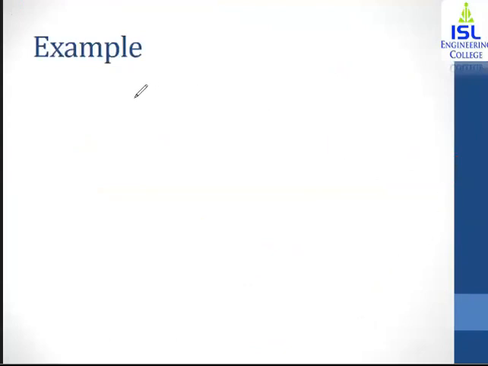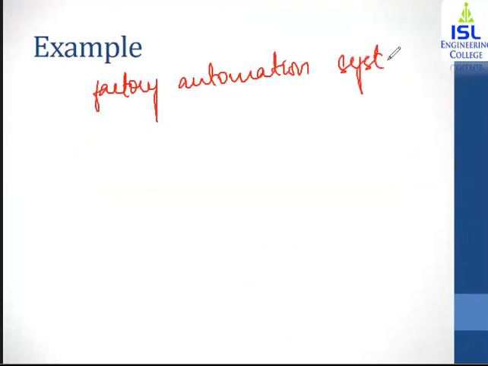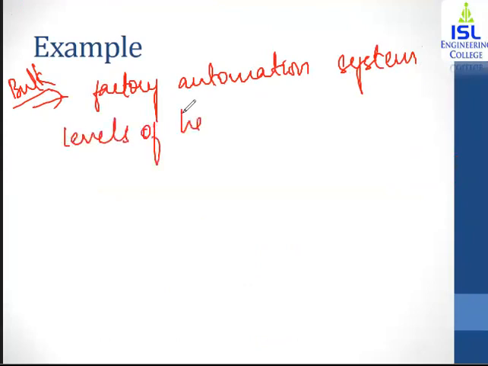Now, coming on to the next example, if we take a factory automation system, that is wherever multiple products or software are designed in bulk. That is a factory automation system. This factory automation system is going to have different levels of hierarchy. Different levels of hierarchy means the different controls that are assigned.